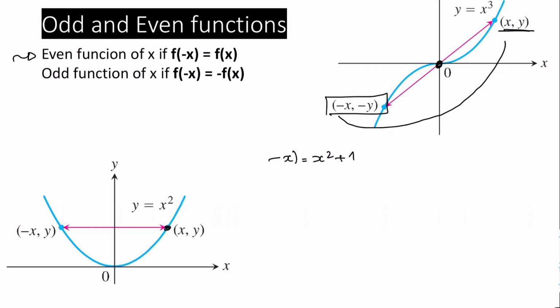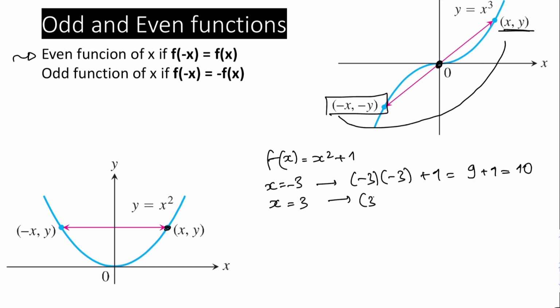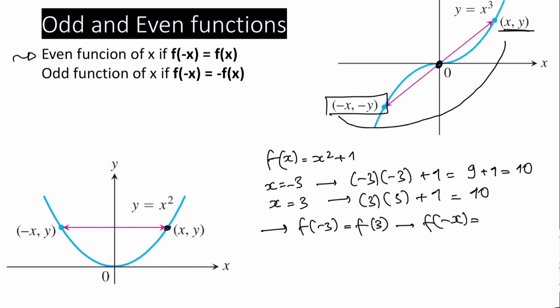Let's say x is equal to minus 3. I get minus 3 times minus 3 plus 1, which is 9 plus 1, which is equal to 10. And for x equal to 3, I get 3 times 3 plus 1, which is also equal to 10. So we can say that f of minus 3 is equal to f of 3, so f of minus x is equal to f of x. This means that it's an even function.